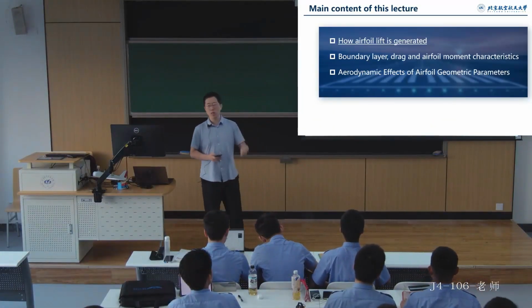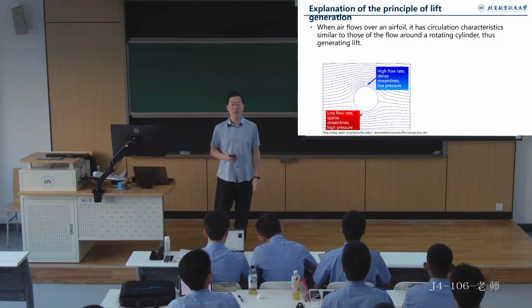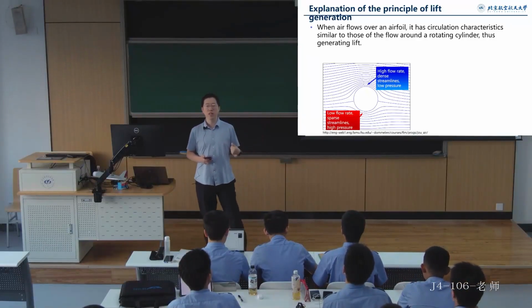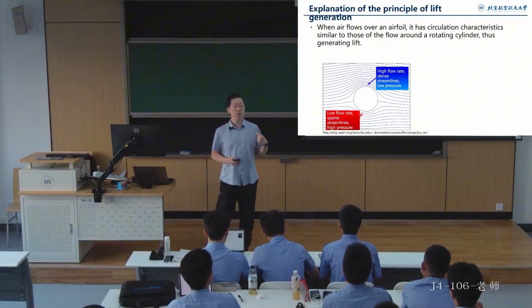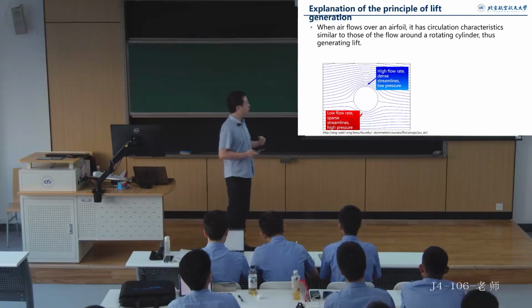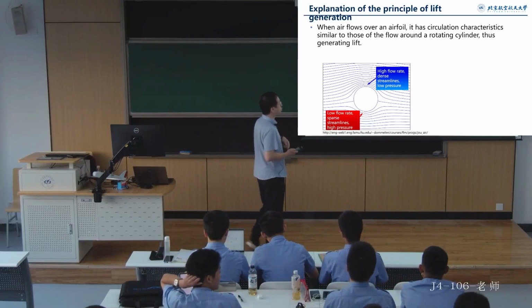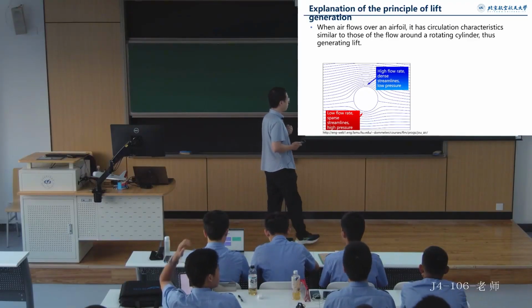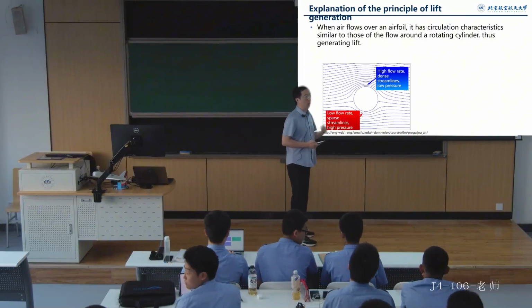Do you remember the first form of lift generation we talked about? It was the Magnus effect, right? A rotating sphere or a cylinder, during its rotation, causes the surrounding air to change its velocity. So if there is a forward motion speed while it is rotating.